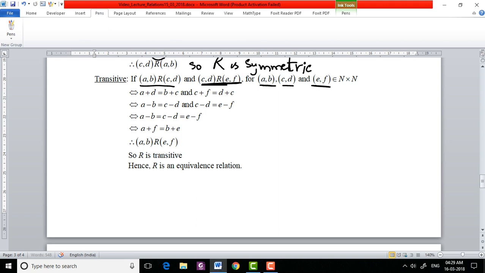Now according to the first definition, if (a, b) is related to (c, d), that means a plus d is equal to b plus c, and if (c, d) is related to (e, f), then c plus f is equal to d plus e, according to the definition of the relation, which was that (a, b) is related to (c, d) if a plus d equals b plus c.